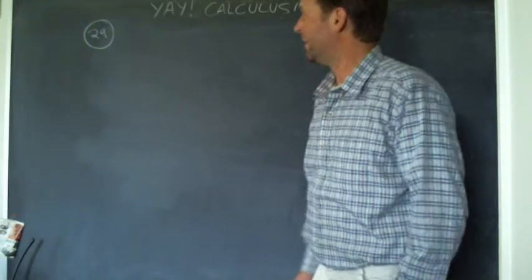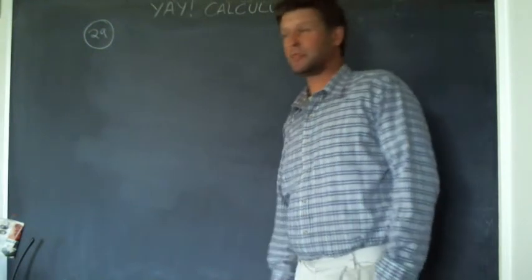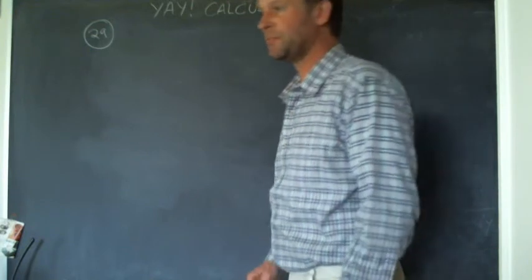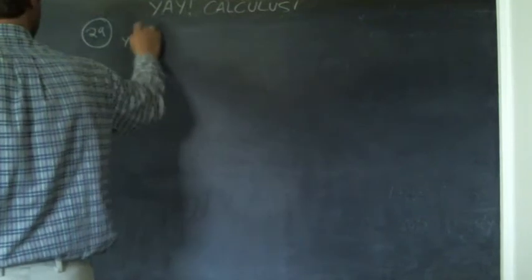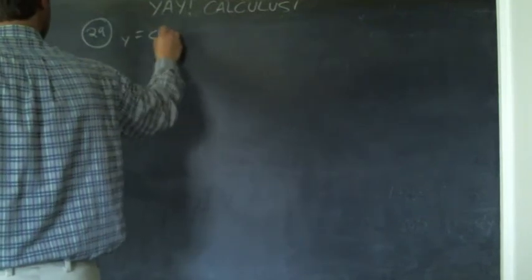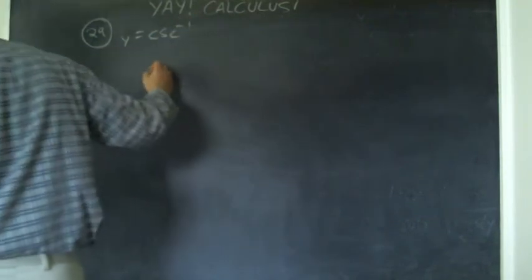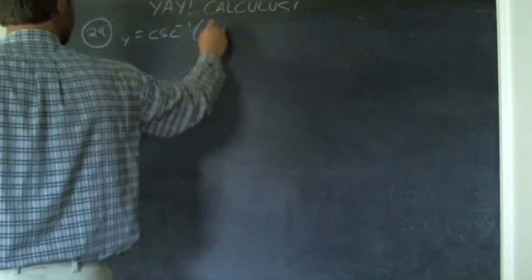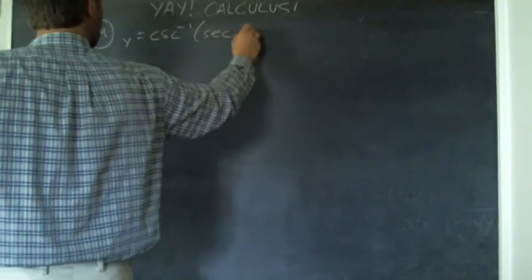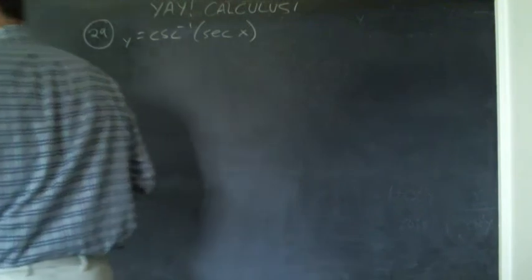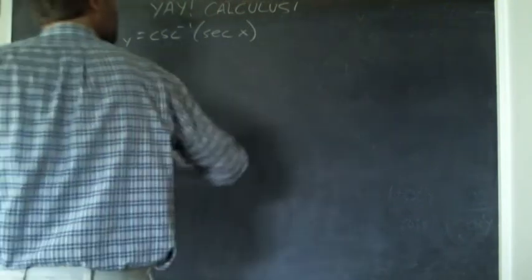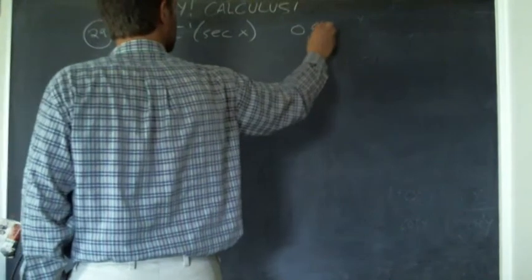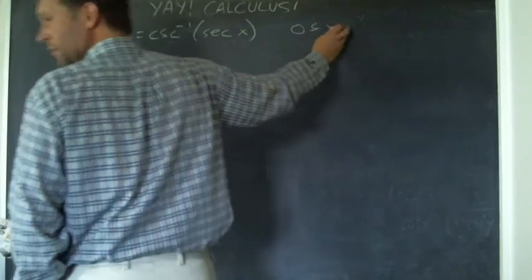Hey, calculus. All right, finally, 29 and 30, and we're good to go on to some easier stuff. All right, so number 29. y equals the inverse cosecant of the secant of x. How about from 0 to 2 pi? x here.